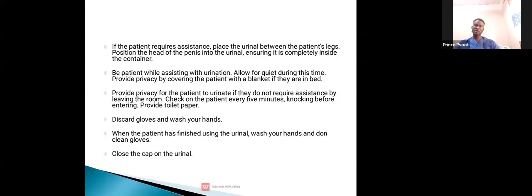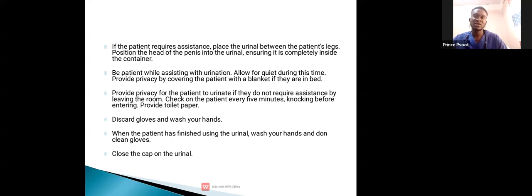to use for themselves. If the patient requires assistance, you can place the urinal between the patient's legs and position the head of the penis into the urinal, ensuring it is completely inside the container. While assisting with urination, allow for quiet during this time. Provide privacy by covering the patient with a blanket if they are in bed.